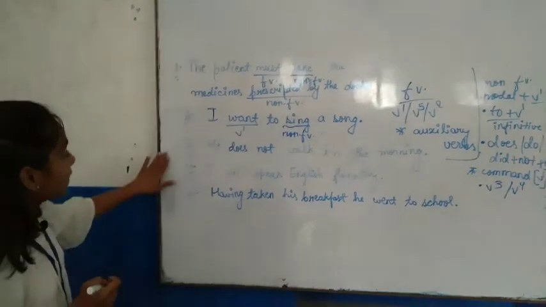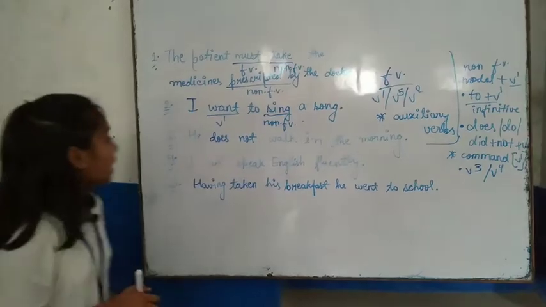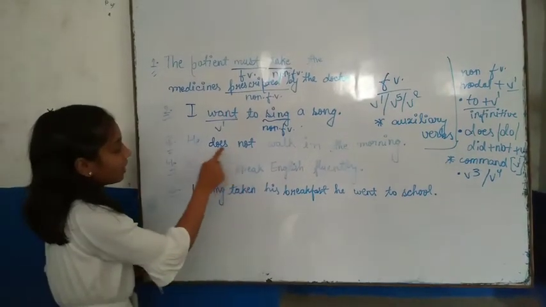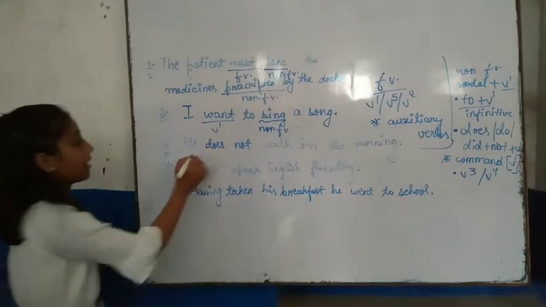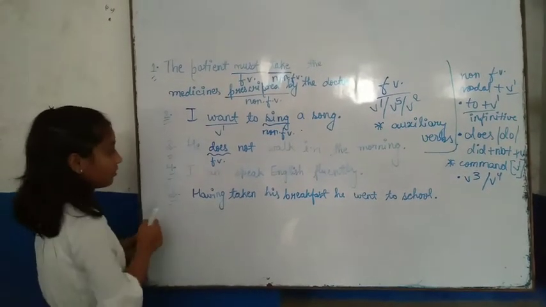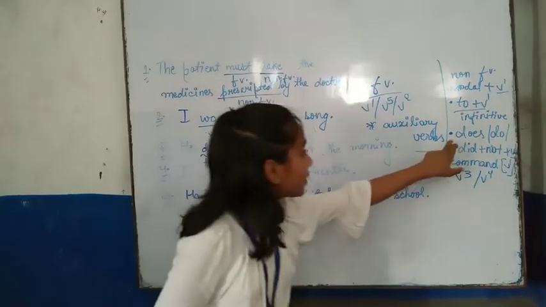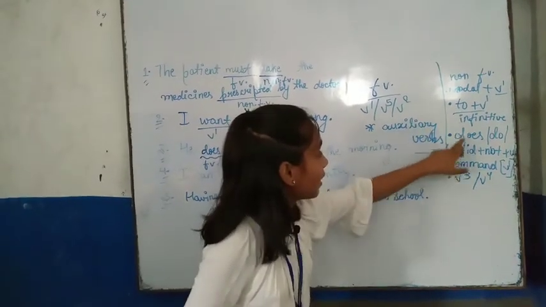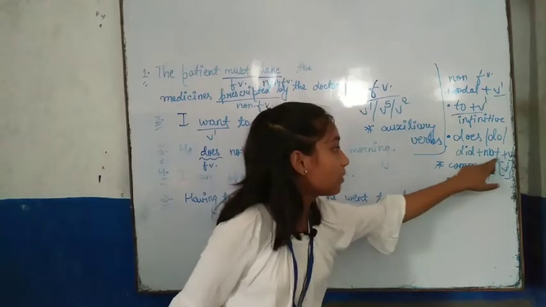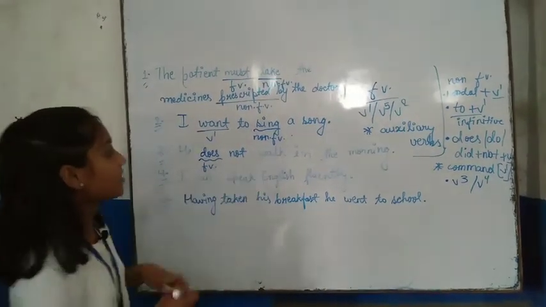And now the third sentence: he does not walk in the morning. Here does is the V5 form, so it's a finite verb. And in the non-finite verb list, here does plus not plus V1, walk. So here walk is the non-finite verb.